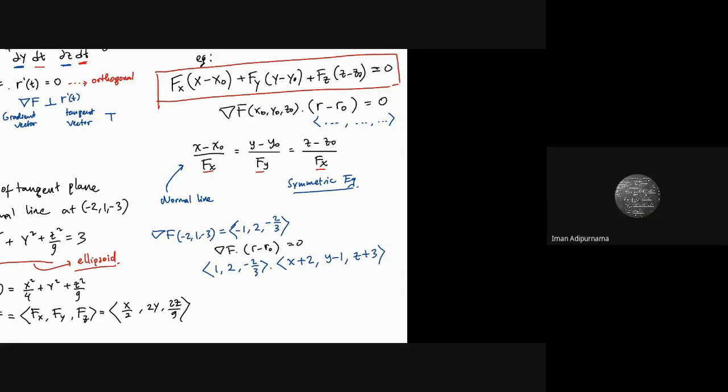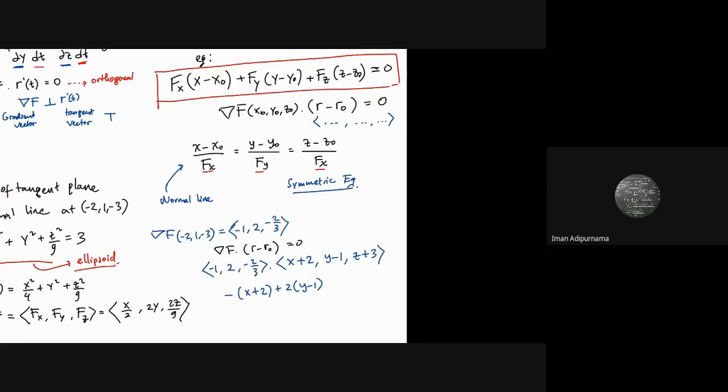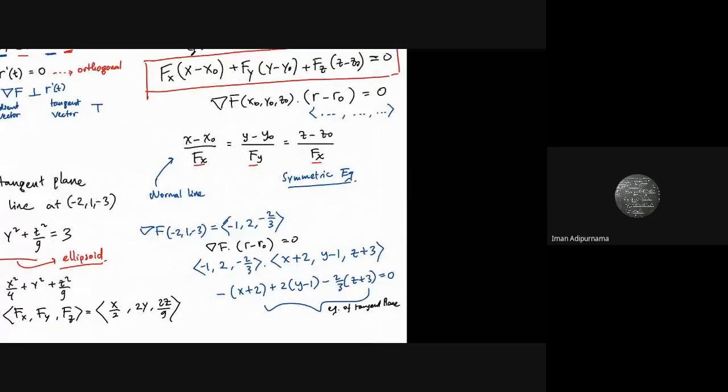Then we can simplify. Sorry, this minus: minus (x plus 2) plus 2(y minus 1) minus 2 over 3 (z plus 3) equals 0. And you can solve this and find the equation of the tangent plane. This is the equation of the tangent plane. But please, every time you see a tangent plane equation, make sure you solve until the simplest form. Okay, until the simplest form.